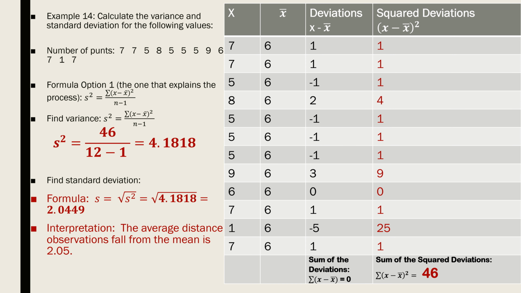Then we are going to calculate the variance or sample variance. So remember that the 46 comes from here, the sum of the squared deviation. The 12 here is the sample size. And we will adjust the denominator, or the sample size, by subtracting 1.